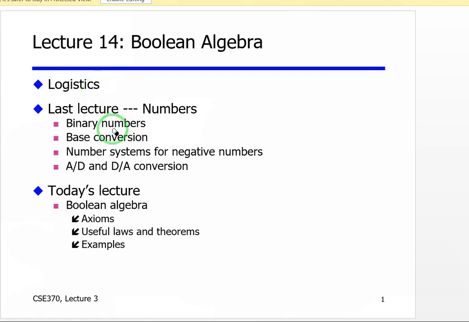In Boolean algebra we have binary numbers, base conversion, and a number system for negative numbers, like the complement. We also have analog to digital conversion. In today's lecture we will cover the axioms, useful laws, theorems and examples.